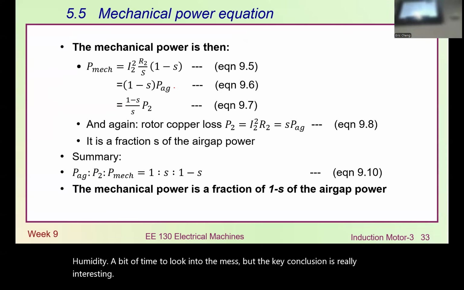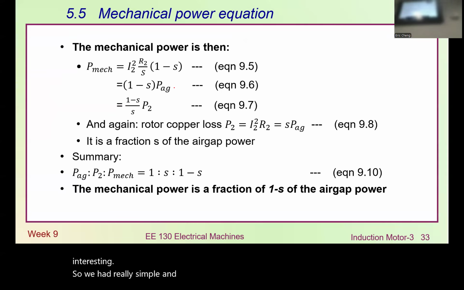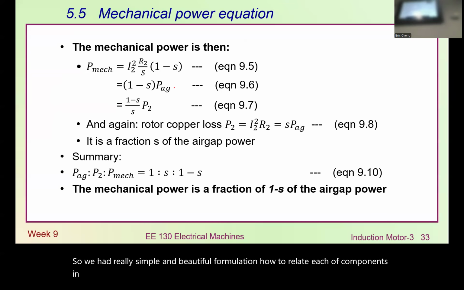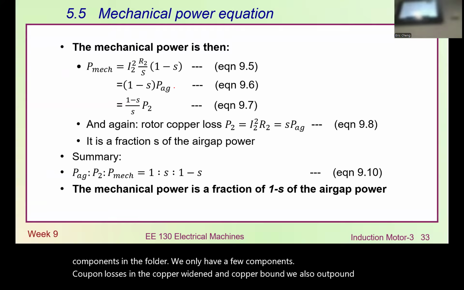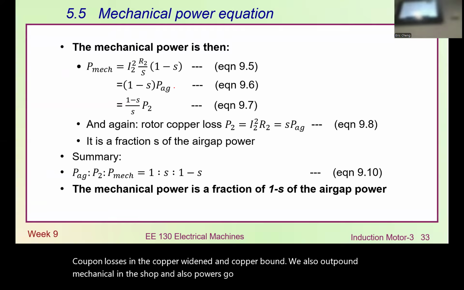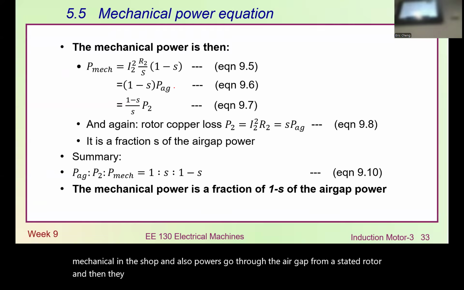So we have a very simple and beautiful formulation for how to relate each of the components. In the rotor, we only have a few components: copper losses in the copper winding and copper bar, right? We also have the mechanical output power in the shaft, and the power that goes through the air gap from the stator to the rotor. And then they have a really beautiful correlation, all related to S. That's why for all our analysis, we tend to use S to relate to everything.